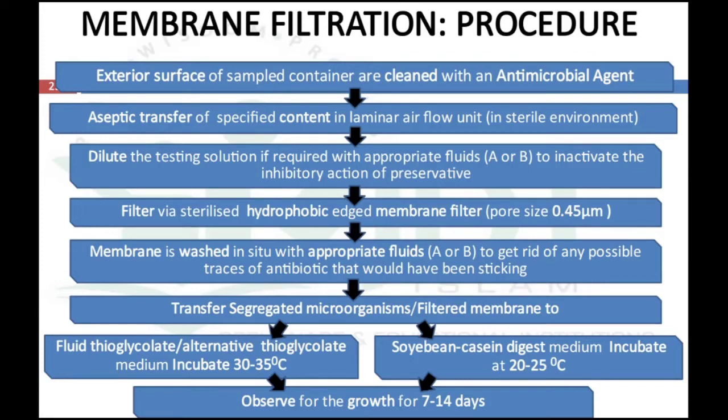Then we can either transfer the segregated microorganisms or the part of the filter paper into two different culture media, that is fluid thioglycolate media or alternative thioglycolate media for bacteria, and soybean casein digest media for fungi. We will incubate at 30 to 35 degrees Celsius in case of fluid thioglycolate and alternative thioglycolate media, and 20 to 25 degrees Celsius in case of soybean casein digest media. Then we will observe for growth for an incubation period of 7 to 14 days.